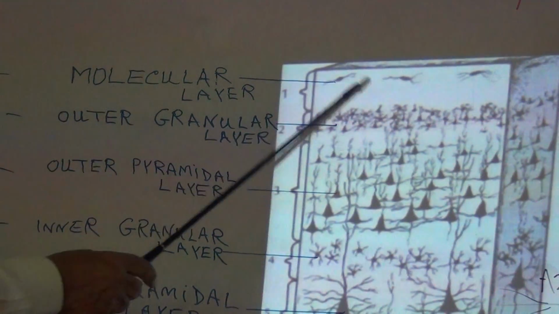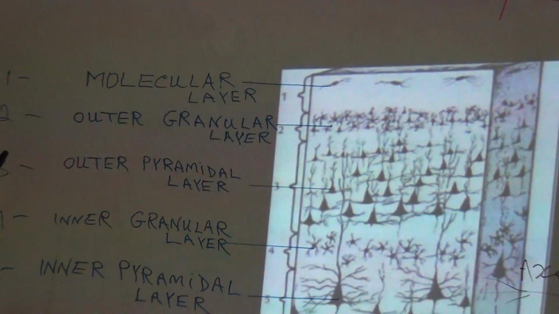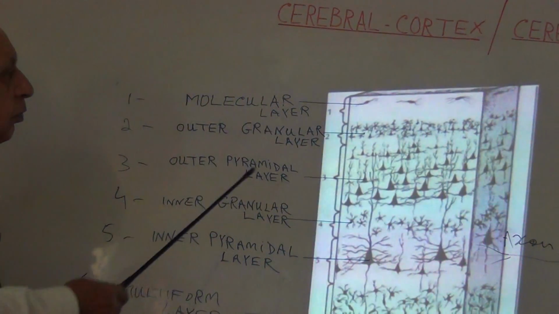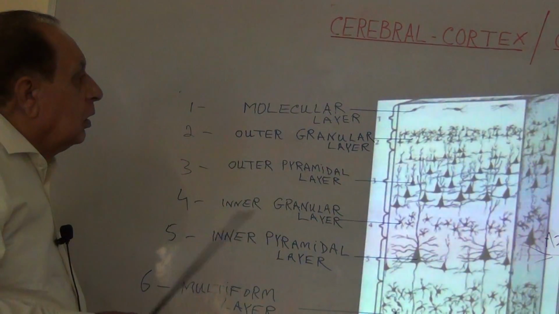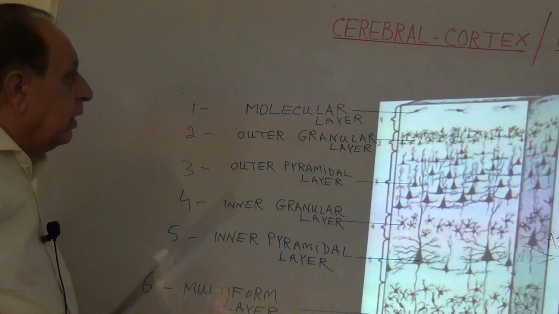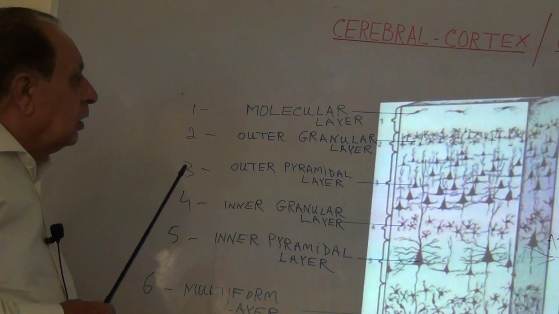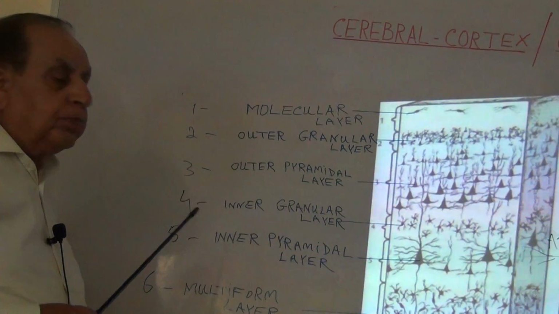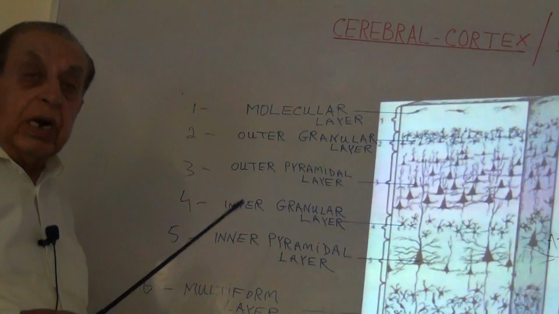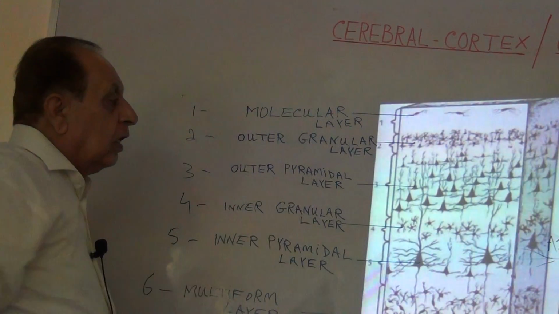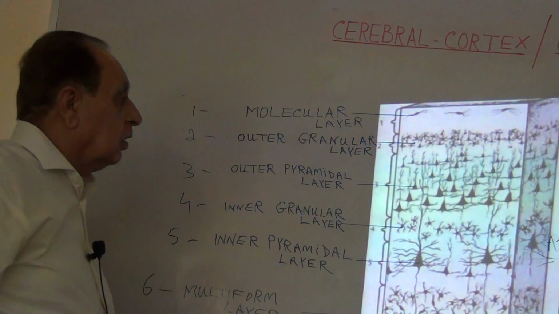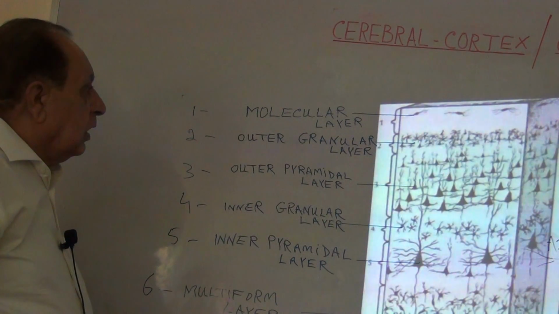So this layer contains the branches of the axons and dendrites, and in transverse section they give the molecular appearance. Therefore it is called the molecular layer. In this molecular layer, the cells which are present are the horizontal cells.